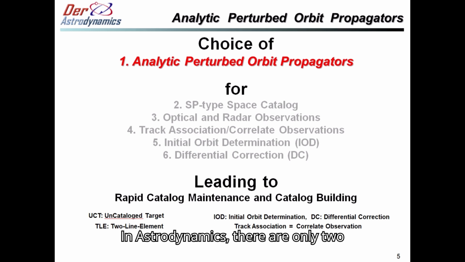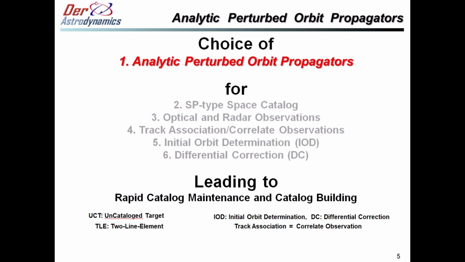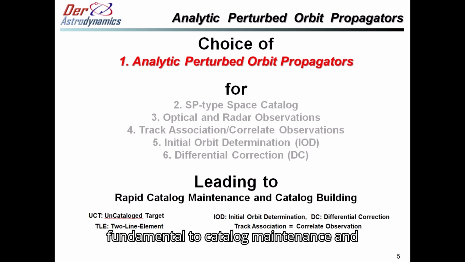In astrodynamics, there are only two analytic perturbed orbit propagators, Bauer HB4 and Winty. The choice of analytic perturbed orbit propagators is fundamental to catalog maintenance and catalog building. Observation processing for cataloging requires only perturbed orbit propagation for short duration, at most 1 or 2 days. The Bauer or HB4 propagator is a good algorithm for catalog maintenance and track association, but no use for UCT processing, since UCT is an unknown object without a TLE.